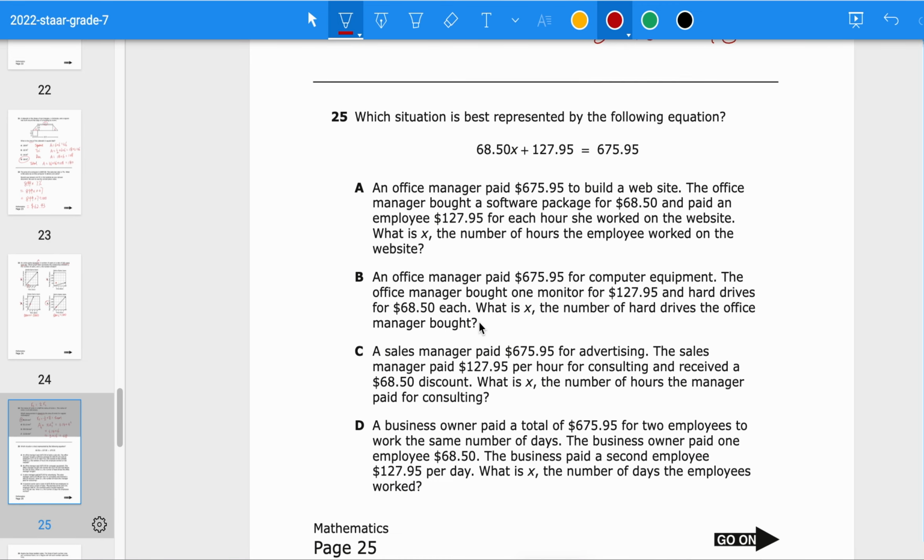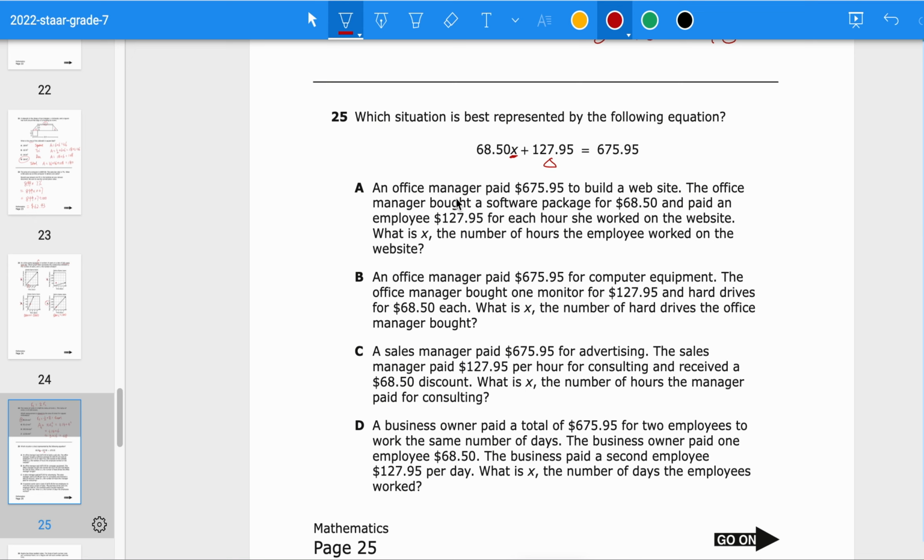26. This one we need to read through. Which situation is best represented by the following equation? So we have 68.5 multiply x plus 127.95 equals 675.95. So we know 127.95 is a fixed number, and 68.5 looks like it's a rate. It's changing based on the x.